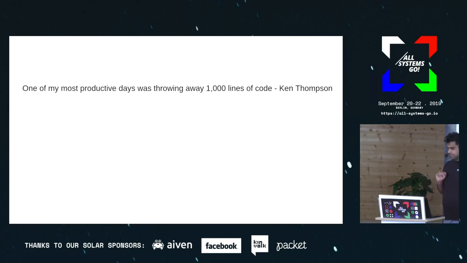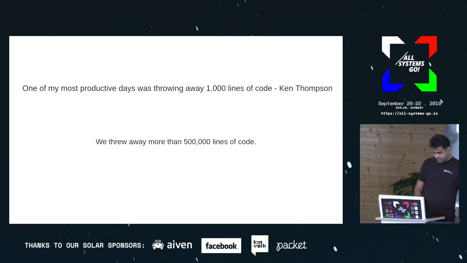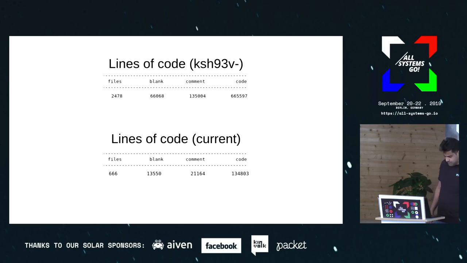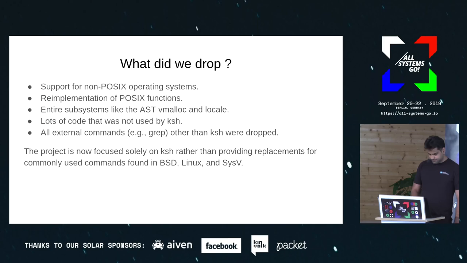This is my favorite comment from Ken Thompson: one of my most productive days was throwing away 1,000 lines of code. We followed this advice. We threw away more than 500,000 lines of code. That's a lot of code. Let's look at the statistics. The last release that came out from Bell Labs had more than 660,000 lines of code. Currently, in KSH upstream, we have about 134,000 lines of code. And that's a significant reduction.